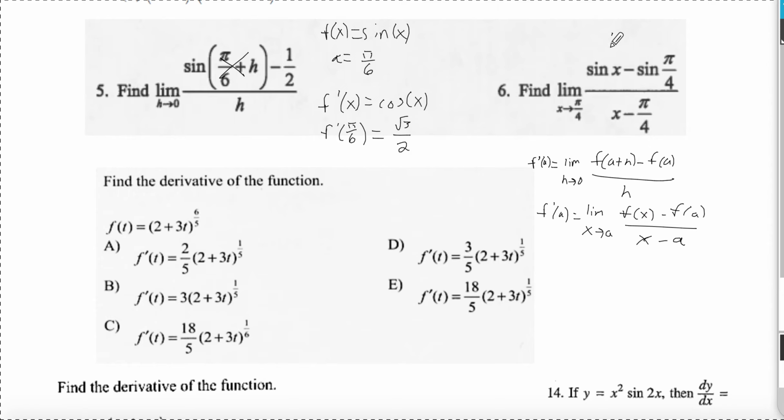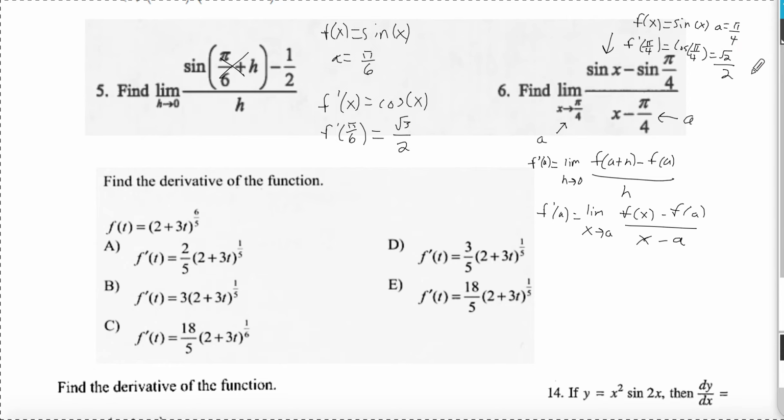I'm taking then the derivative of this function here at this value here. We can also see that a value there. Okay. So in this case, our f of x function is sine of x, and a is pi over 4. So the derivative of f at pi over 4, the derivative of f is cosine of pi over 4, which is going to be root 2 over 2.